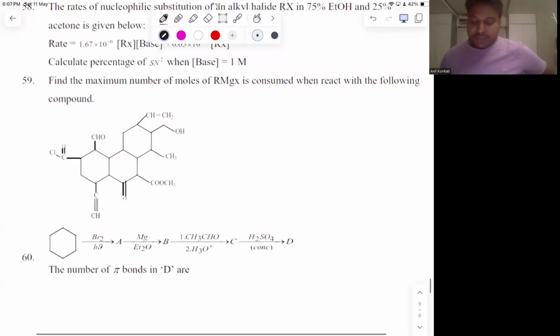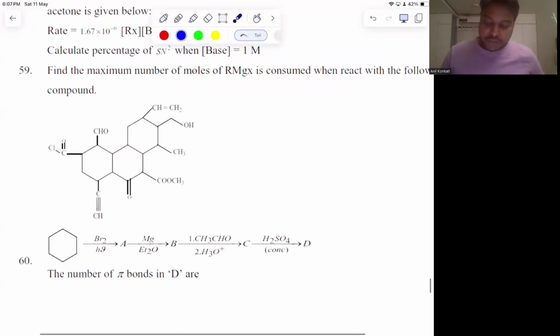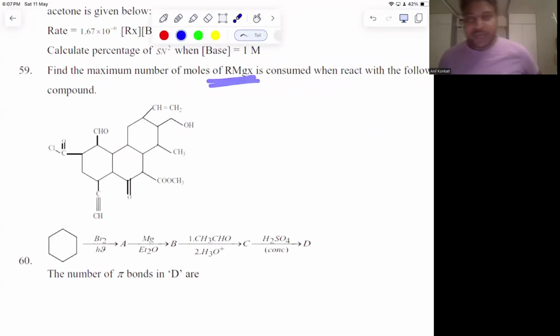Ninth, how many maximum moles of RMgX will be consumed when you react with the compound? We need to check in case of RMgX. First, we need to take acidic hydrogens. If you notice acidic hydrogens where they are, first acidic hydrogen. This is one acidic hydrogen. This is one acidic hydrogen. So there are two acidic hydrogens.